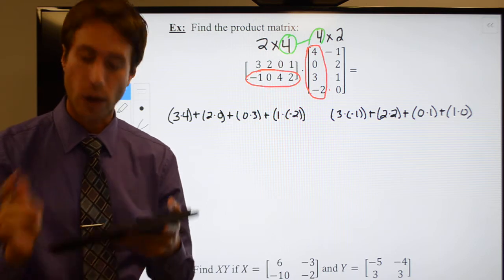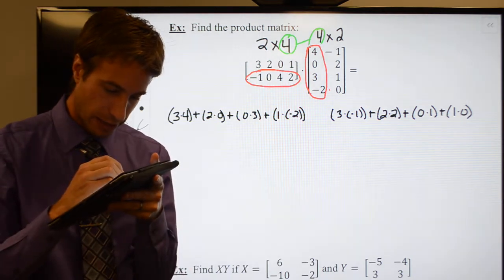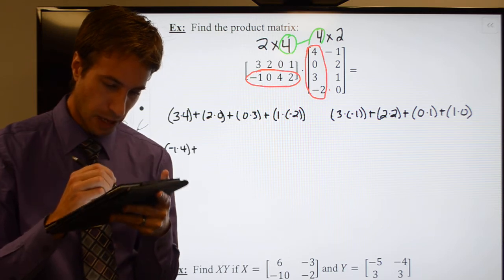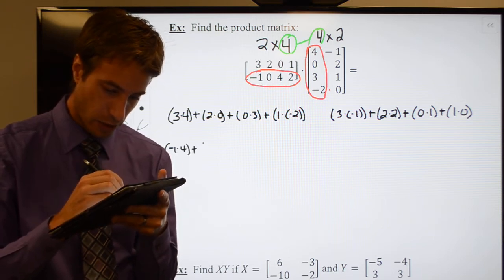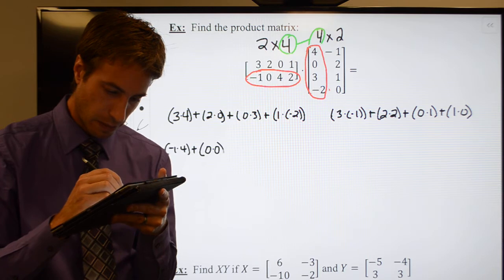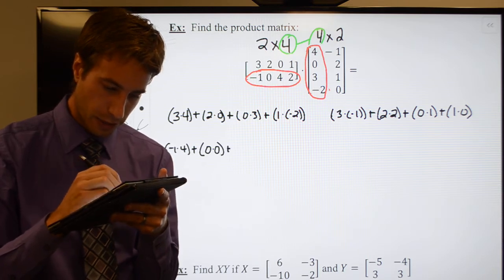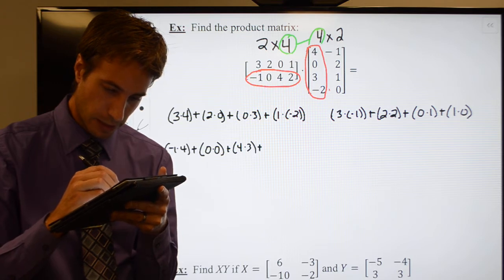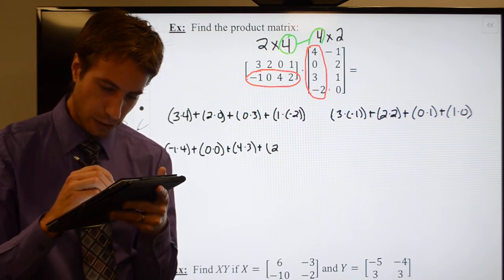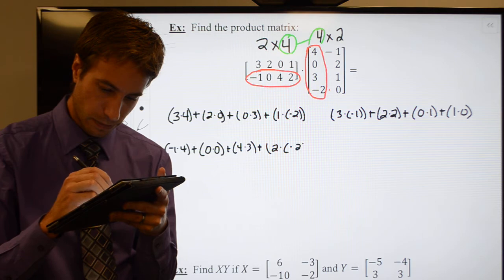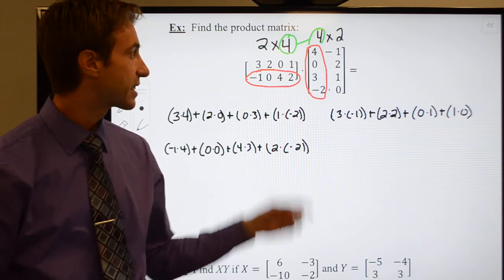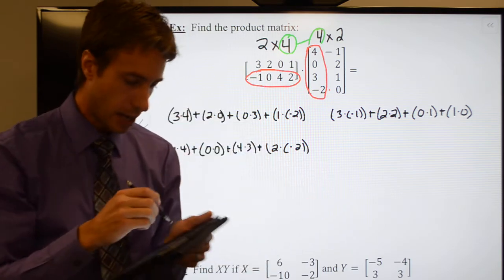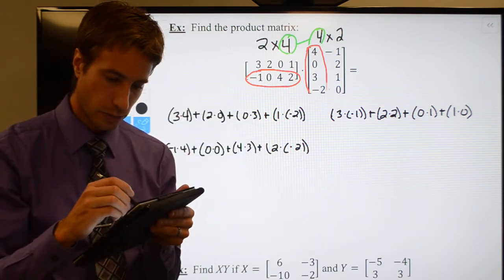Looks like I'm going to have a negative 1 times 4 plus 0 times 0. Awesome, that's going to be easy. Plus 4 times 3 plus 2 times a negative 2. Okay, that takes care of row 2 times column 1. Now I'll do row 2 times column 2.